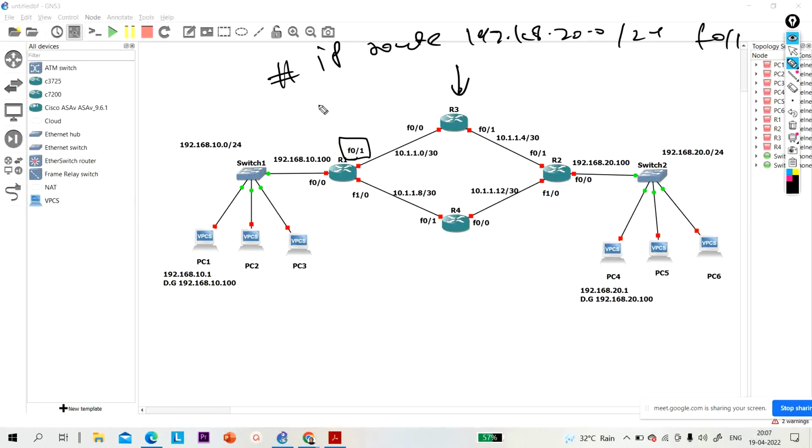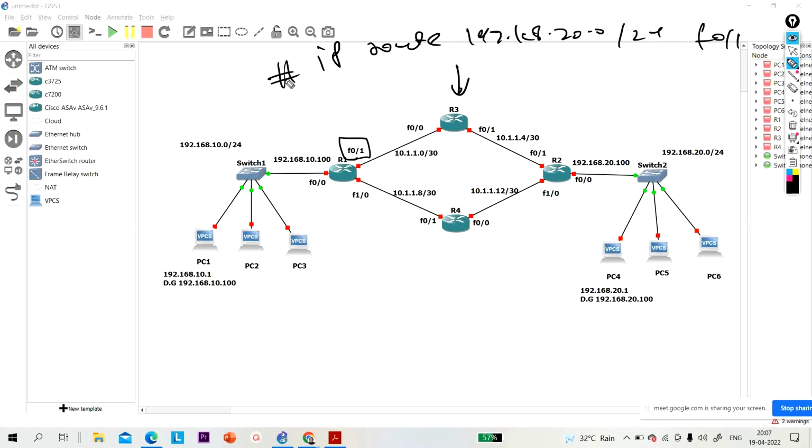Okay. And for this network we need to configure routing on R3, for this network, 192.168.10.0/24. Yes.